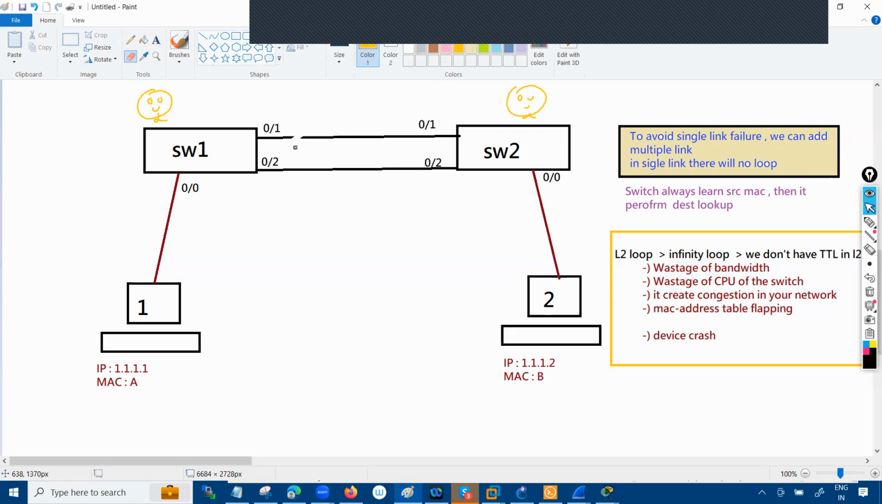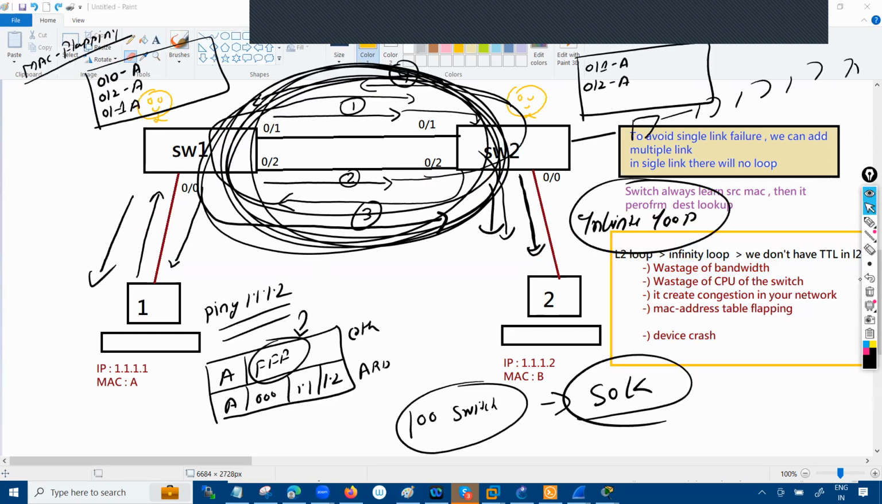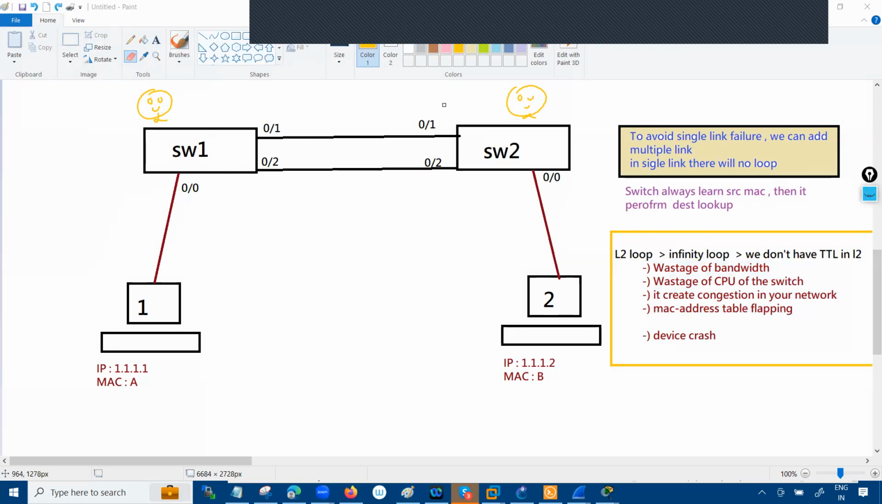I cannot go with a single link because then single link failure comes into the picture. I need multiple links, I need redundancy. If somehow the PC generates broadcast traffic, the infinity loop comes into the picture. So I need someone who can keep monitoring this link, and if they find there is a loop going on, they will shut down the link manually. In that way, we can prevent the loop.